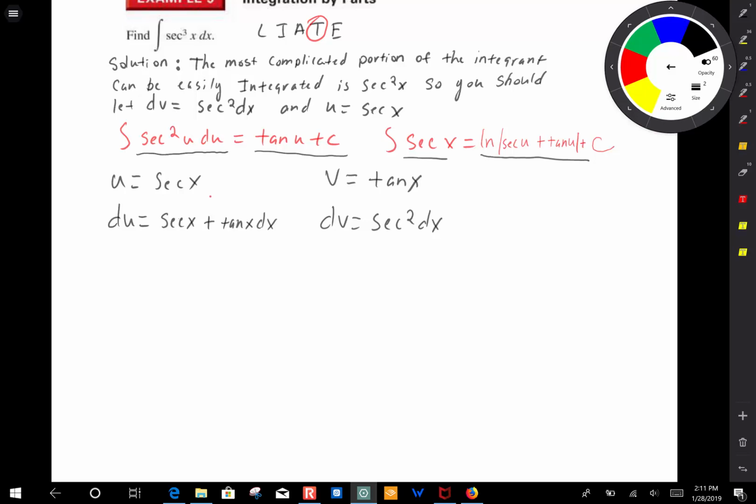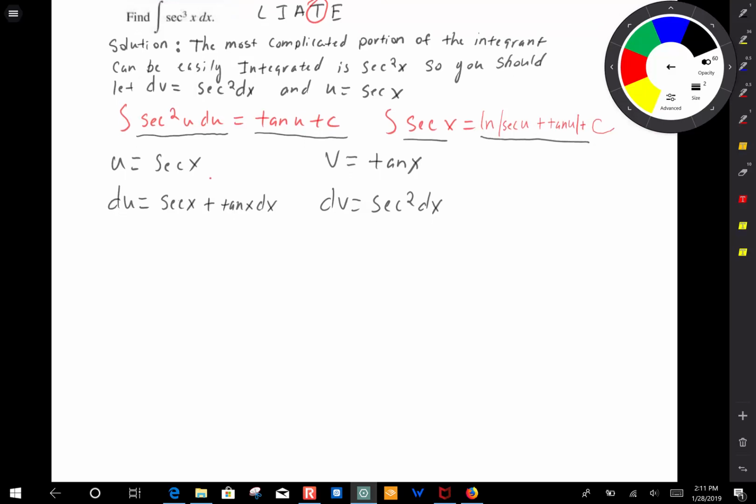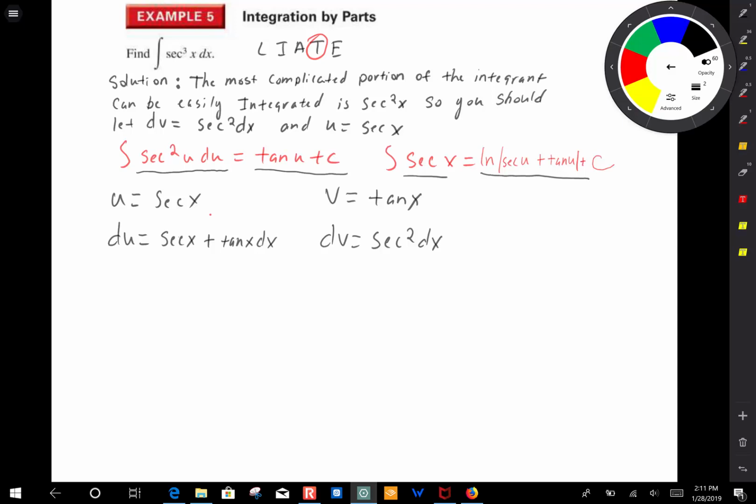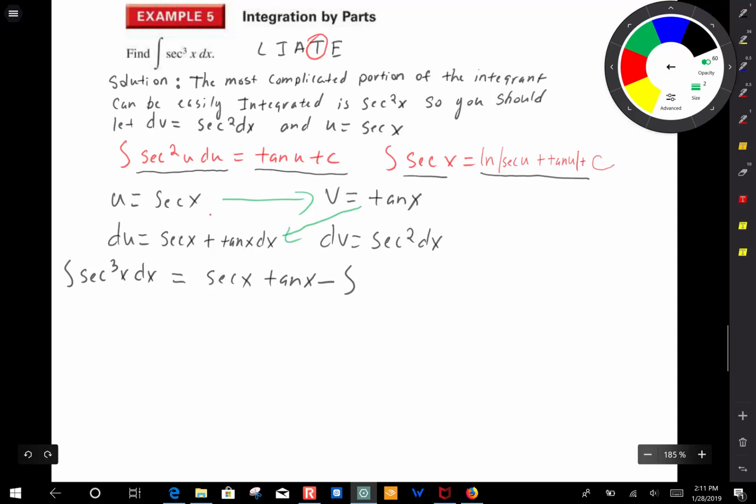And here we go. Now we can do our integration by parts. Now this is going to be something else, okay? So you might need extra paper besides these PowerPoint notes that I have uploaded to Blackboard. First thing I'm going to do is write the integral of secant cube x dx. So I'm going to have u times v, which is going to be secant x times tangent x minus the integral of v times du, of tan x times this secant x plus tangent x dx.